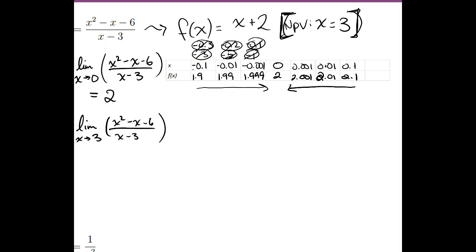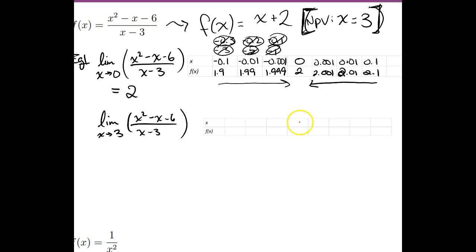Okay, so again, I'm going to need a table of values and I'm going to need to choose some numbers. Now in this case, if I'm looking at 3, I know that it's a non-permissible value, so it's going to be undefined. Okay, but again, I can choose some numbers that are approaching 3. So again, we want to close that gap as much as we possibly can.